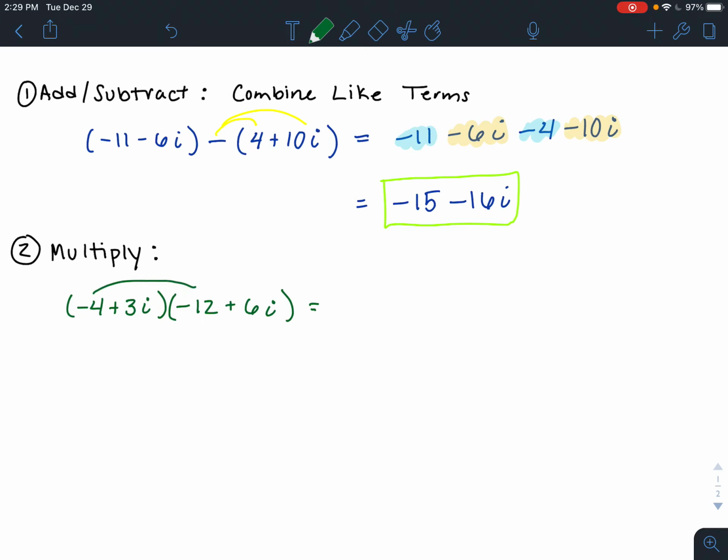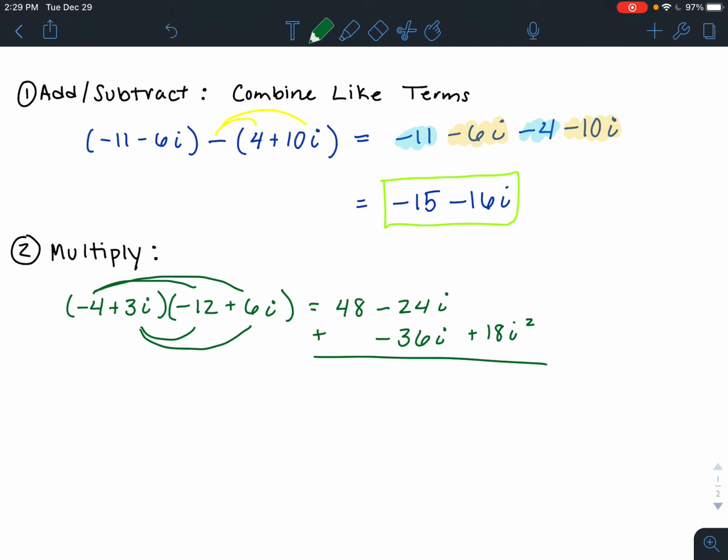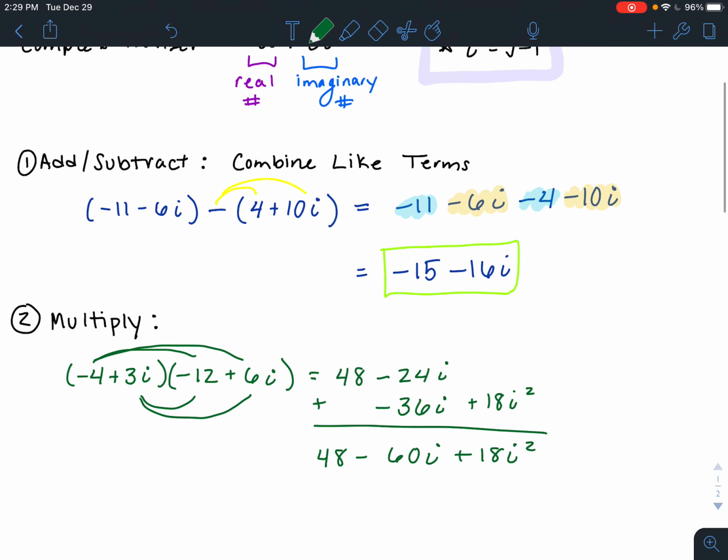So I'm going to multiply my -4 times -12, which would give me +48. And then I'm going to multiply -4 times 6i. So it's going to give me -24i. And then we're going to distribute the second term. So 3i times -12 is going to give me -36i. I like to line up my like terms while I multiply, it just makes life easier. And then we have 3i times 6i, which is going to give me +18i squared. So I'm going to add down to combine my like terms. So I'm going to get 48 minus 60i plus 18i squared.